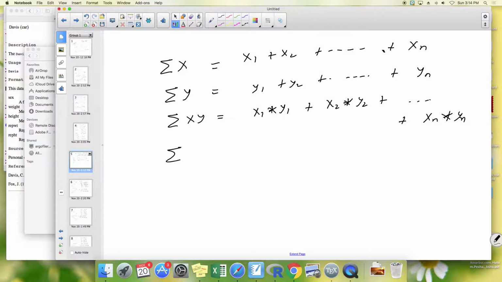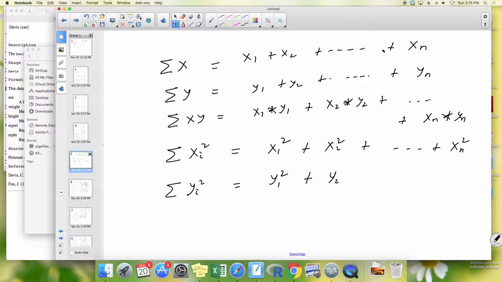What does summation xi square mean? It means x1 square it plus x2 square it plus dot dot dot xn, then square it and sum them up. Like square each of these and sum them up. What does summation yi square mean? You can guess it's like square all the terms and then add all of them up. That's it.